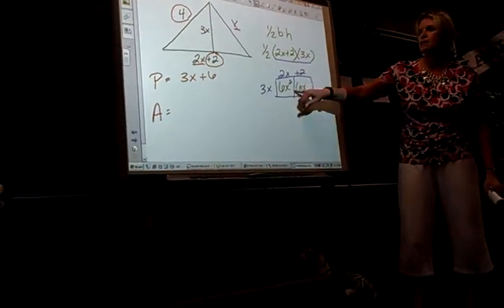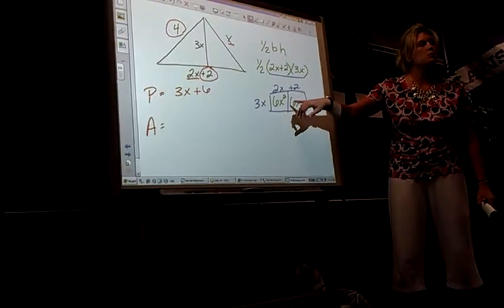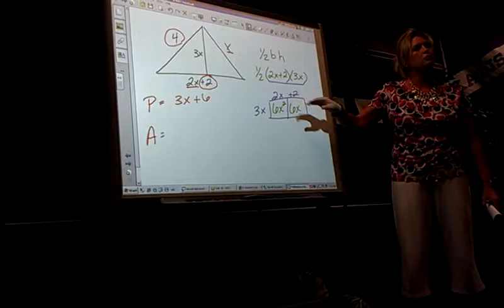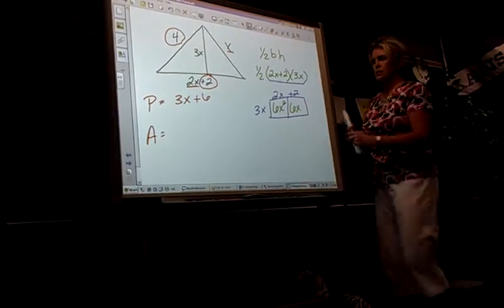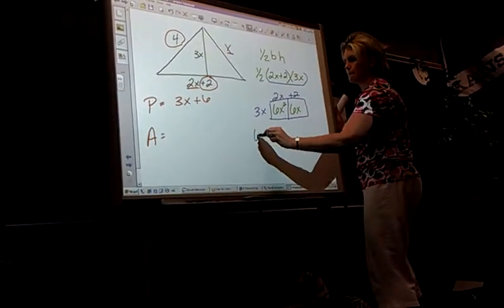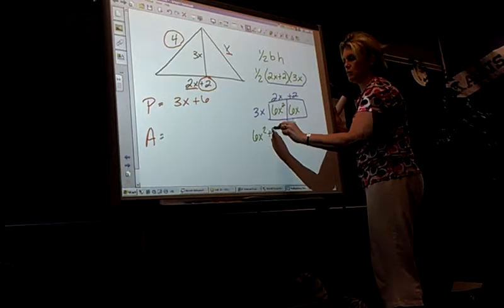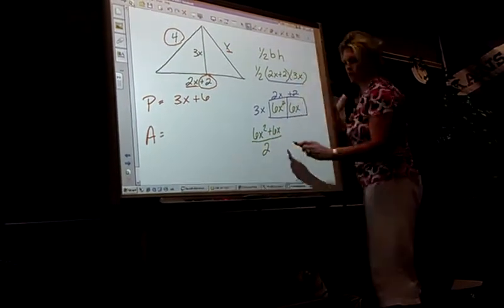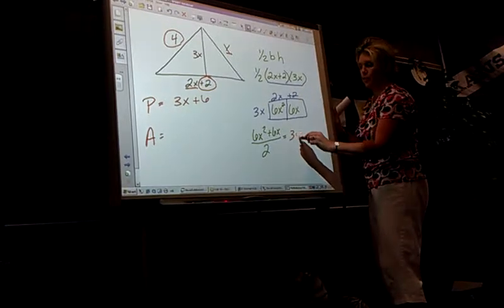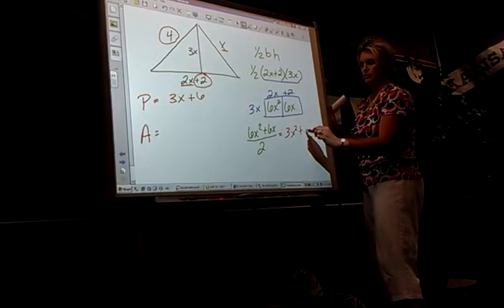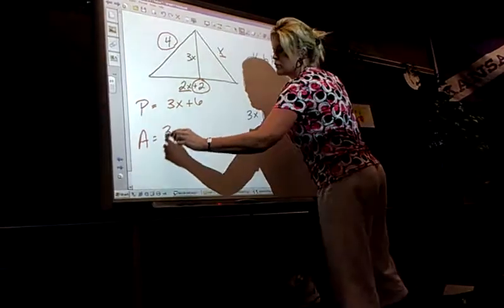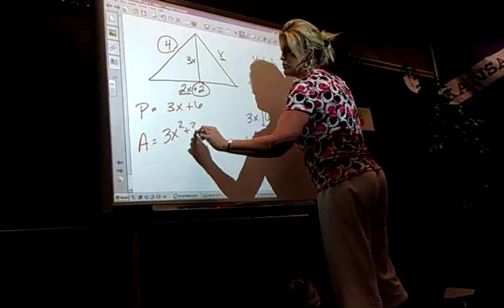The trick is, this is not your answer. If it was multiple choice, they will try and trick you by leaving this as an answer. What do I have to do next? Divided by what? Divided by 2. So, what is it? 3x squared plus 3x. Sure is.